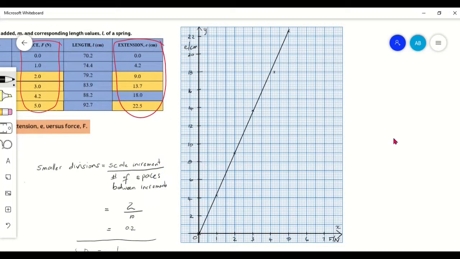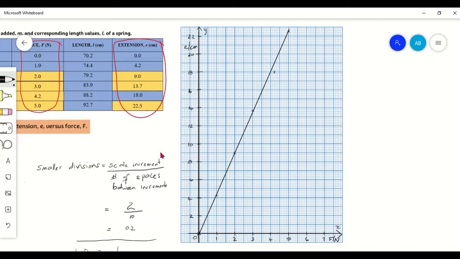Now, please note that for this graph, it falls through the origin, but you don't have to always try to get your graphs to pass through the origin. Sometimes it will align with the origin properly, sometimes it won't. But guess what? Do not be beating on yourself about trying to get it to pass through the origin.